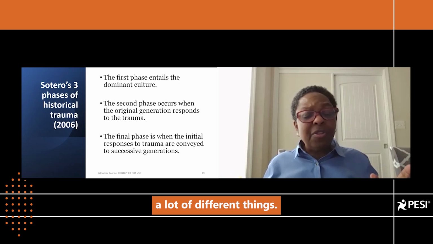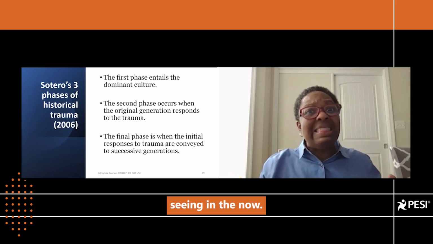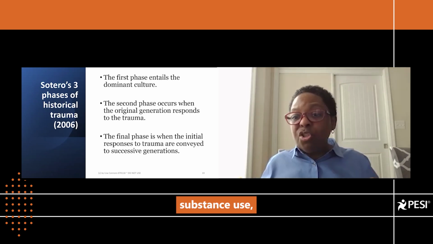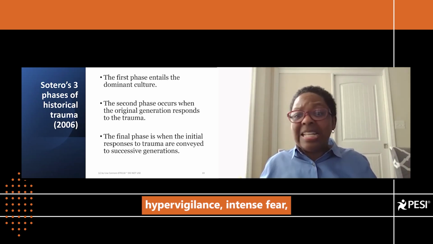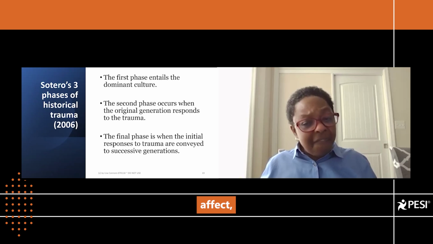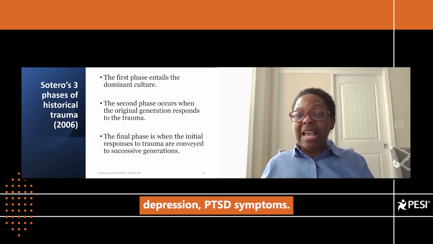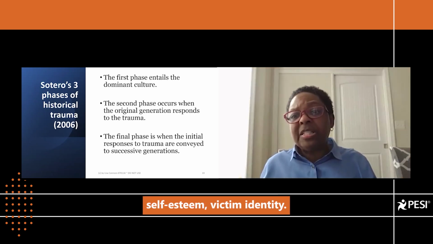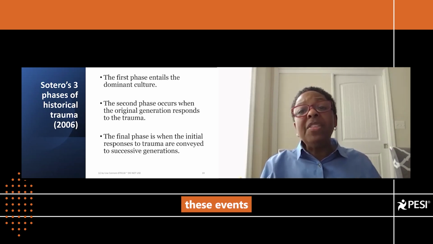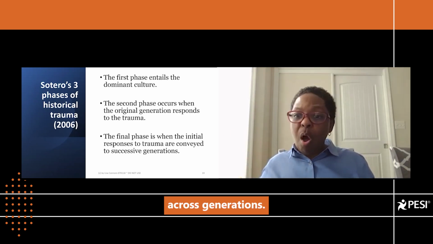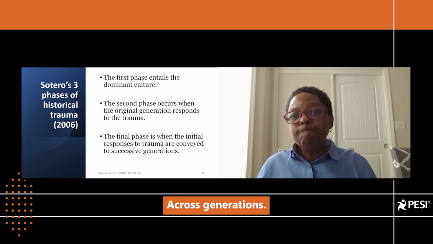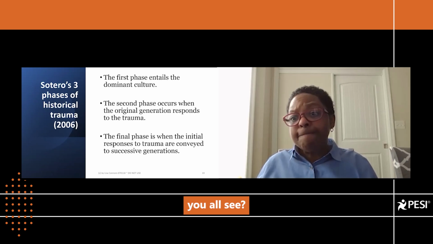You all said a lot of different things. There are so many things that you're seeing in the now. You all talked about anger, self-destructive behavior, substance use, suicidal ideation, hypervigilance, intense fear, disassociation, poor affect, survivor guilt, depression, PTSD symptoms. You all talked about numbing, fixation to the trauma, somatic symptoms, low self-esteem, victim identity. And the result of these events is experienced across generations. Across generations. What are some other symptoms you all see?